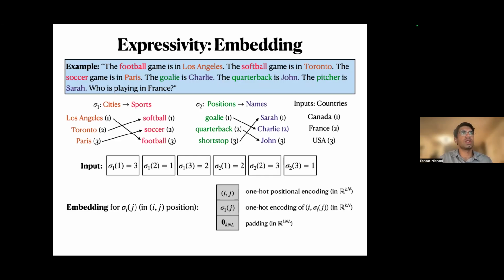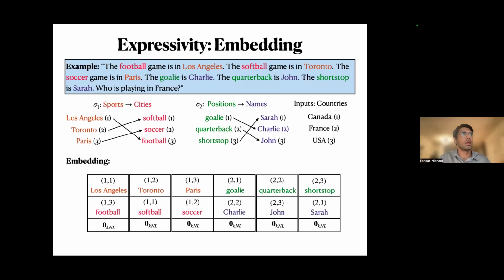We can associate with each tuple i comma j the original word in the example. For ease of explanation, we can think of the embedding as being of the following form. For the map Los Angeles goes to football, we can think of a one-hot embedding of the words Los Angeles in the first kn dimensions, and then football in the next kn dimensions, and so on. This will be the output of the embedding layer, and crucially, this does not depend at all on the hidden information pi.